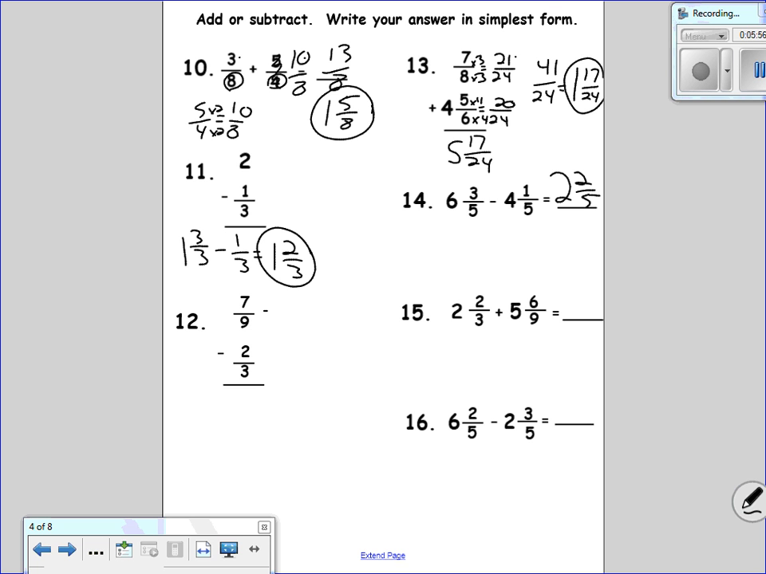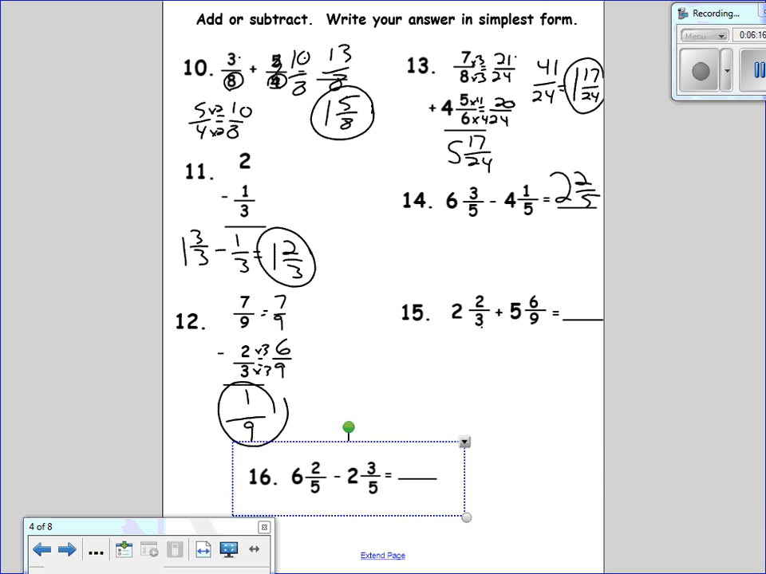3 and 9, they both go into 9. So 7 times 3 gives me 6. 7 minus 6 is 1/9. Boom. Common denominators, so to change 2/3 and 9.